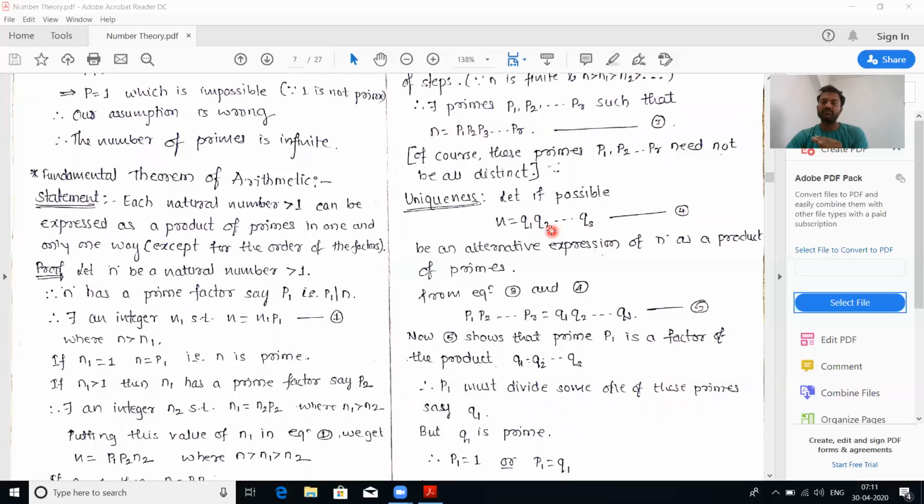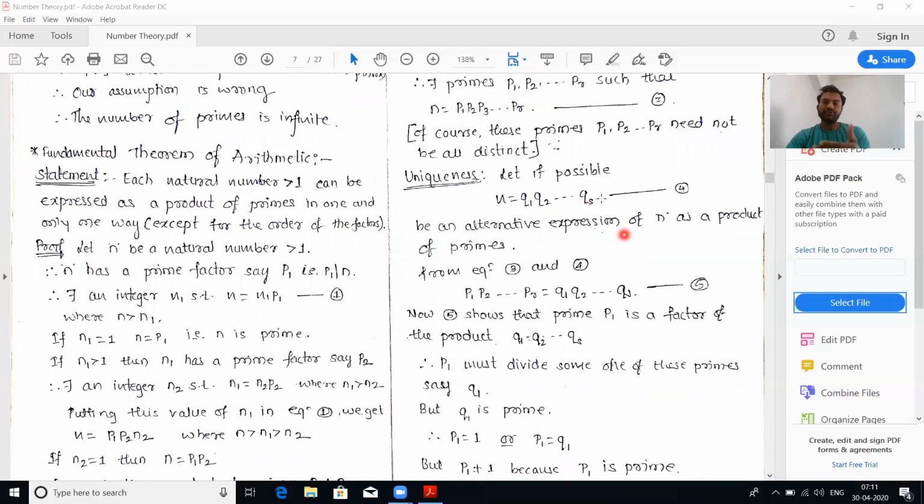Each of these numbers Q1, Q2, and so on up to Qs are prime numbers. Now let there be an alternative expression. This expression, equation 4, is an alternative expression of n as a product of primes. Then from equations 3 and 4, see, in equation 3 the left side is n, and in equation 4 the left side is n, so the right sides must be equal.